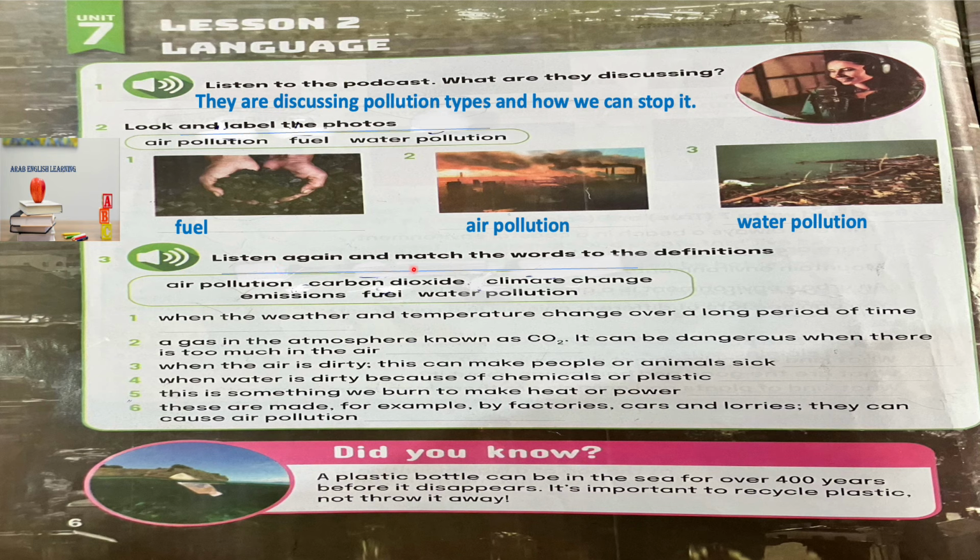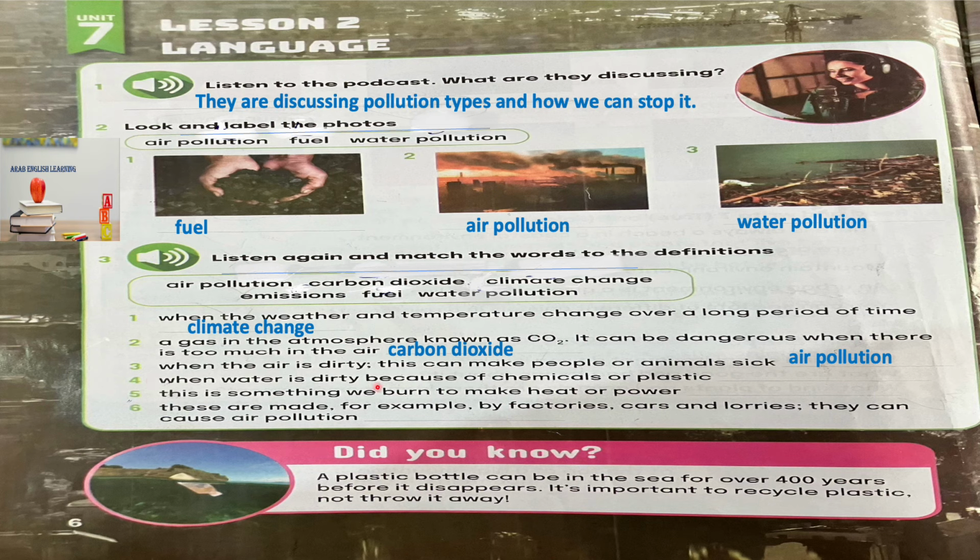Now you have to listen again and match the words with the definitions, the words in the box. 1. When the weather and temperature change over a long period of time, this is climate change. 2. A gas in the atmosphere known as CO2, it can be dangerous when there is too much in the air. This is carbon dioxide. 3. When the air is dirty, this can make people or animals sick. We call this air pollution.